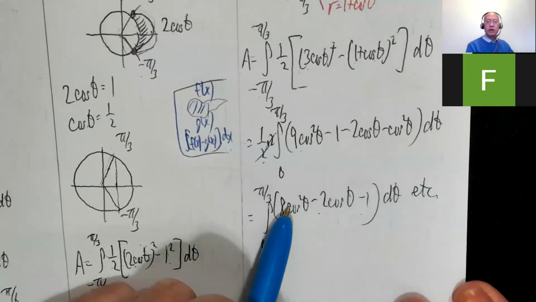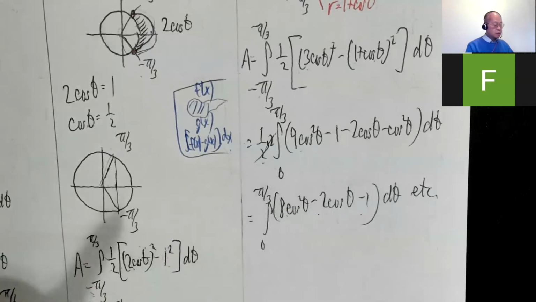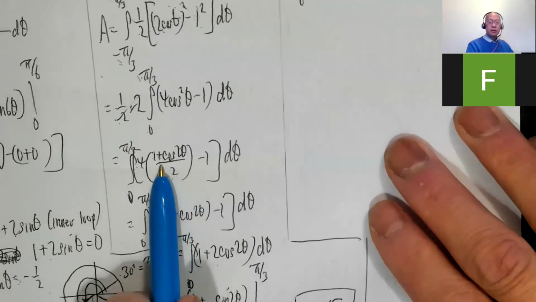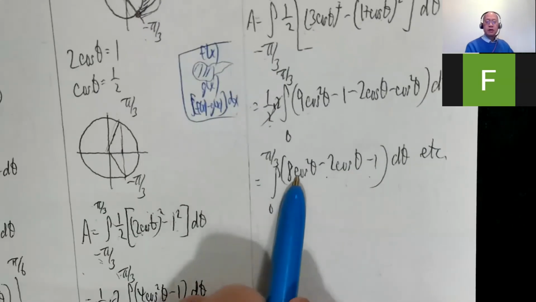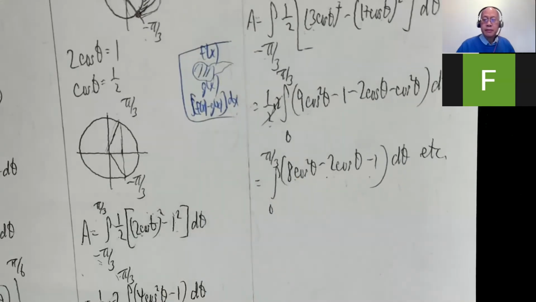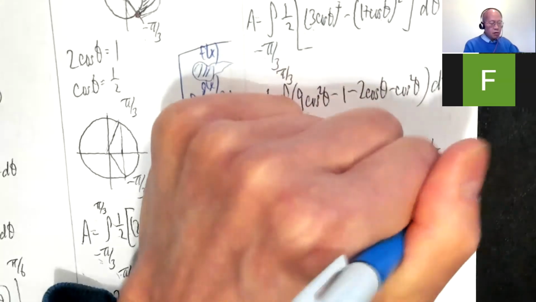There's that cosine squared again. So you know what to do. Change that to 1 plus cosine 2 theta over 2. And then do the rest of that integration. Okay. All right, so that's up to 27, which was what I was planning to do for today.